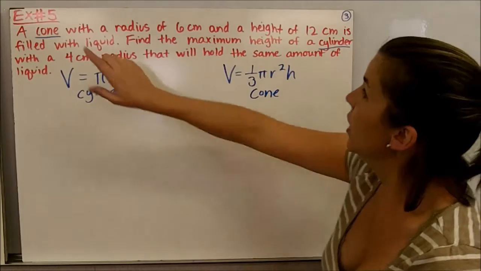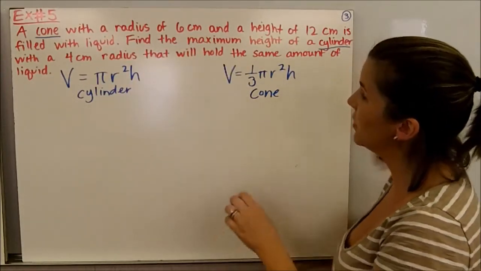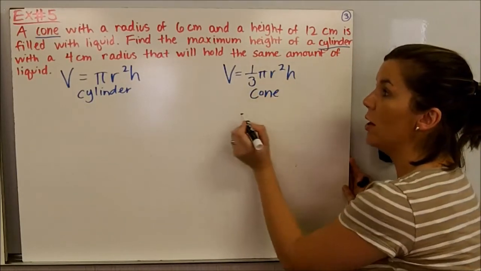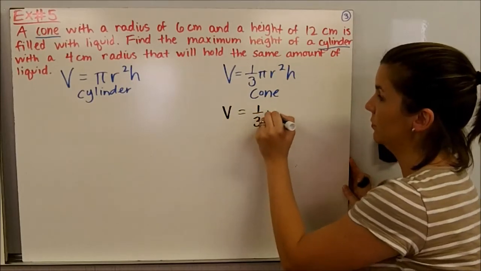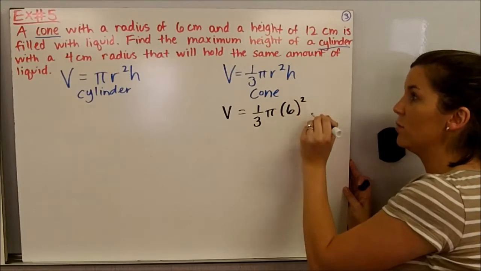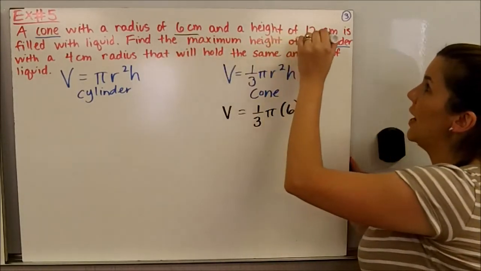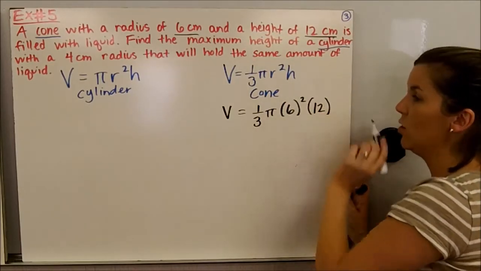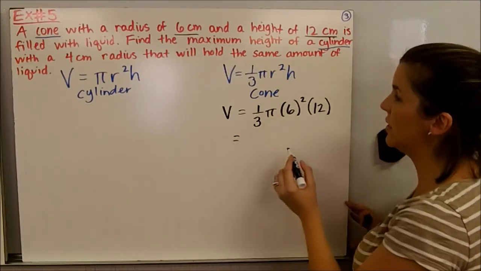All right. A cone with a radius of 6 centimeters. So I'm going to plug in all of the things that I know. Here's a cone, and instead of R, I'm going to plug in 6. R is squared, so 6 will be squared. And a height of 12 centimeters. So instead of H, I'm going to plug in 12. Let's find out what this is equal to.